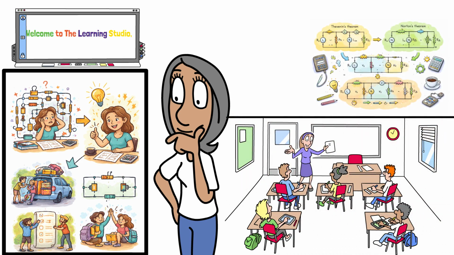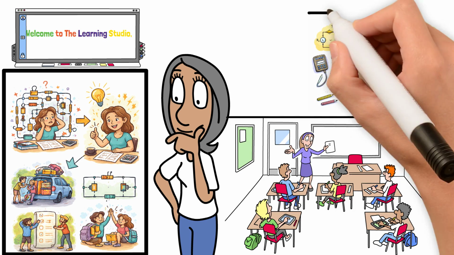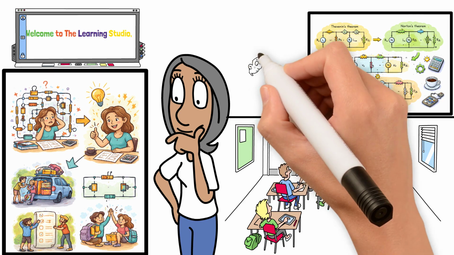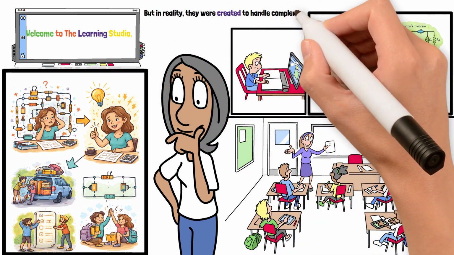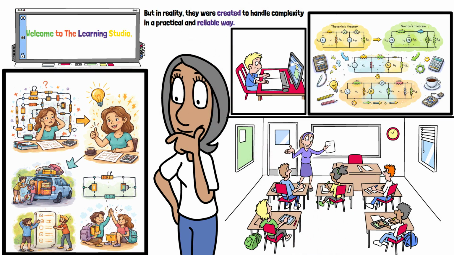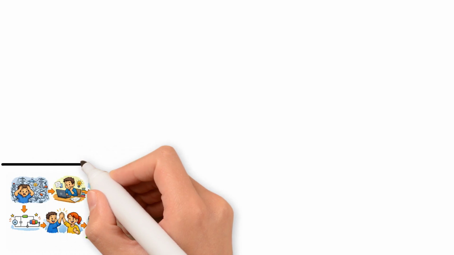Most students see network theorems, Thevenin's theorem, Norton's theorem, and the principle of superposition as abstract shortcuts invented for exams, but in reality, they were created to handle complexity in a practical and reliable way. Electrical networks can quickly become too large and too complicated to analyze directly, so engineers needed a systematic method to simplify them without losing accuracy.